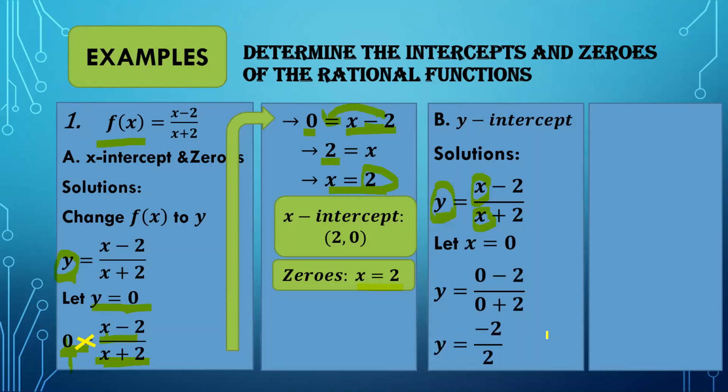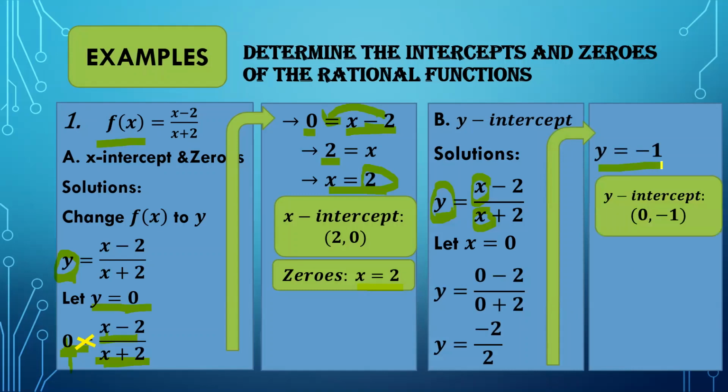Negative 2 over 2. So negative 2 divided by 2 is negative 1. So therefore, y is equal to negative 1. So the y-intercept is (0, -1). Why? It is because we let x be equal to 0.